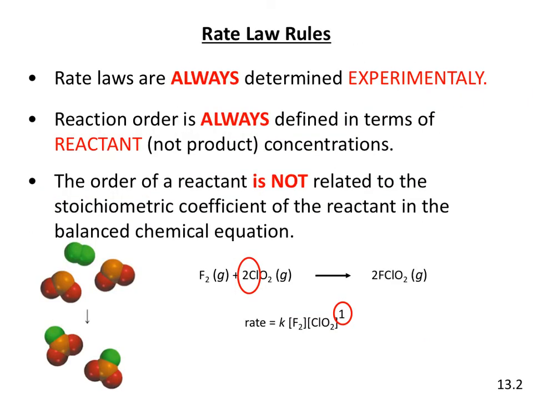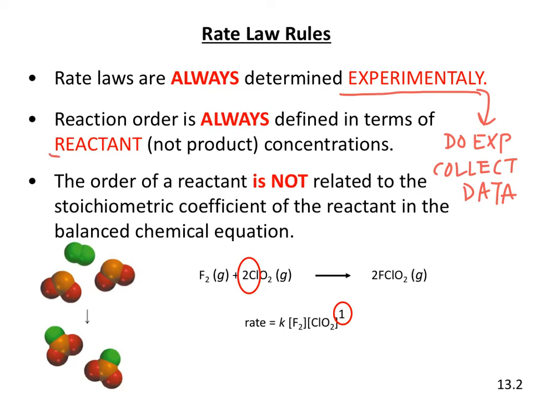Okay, so like I said, rate laws are always determined experimentally. That means do experiments, collect data, and it's always going to be in terms of the concentrations of the reactant. So when we write the rate law, we're always going to be looking at reactant concentrations.